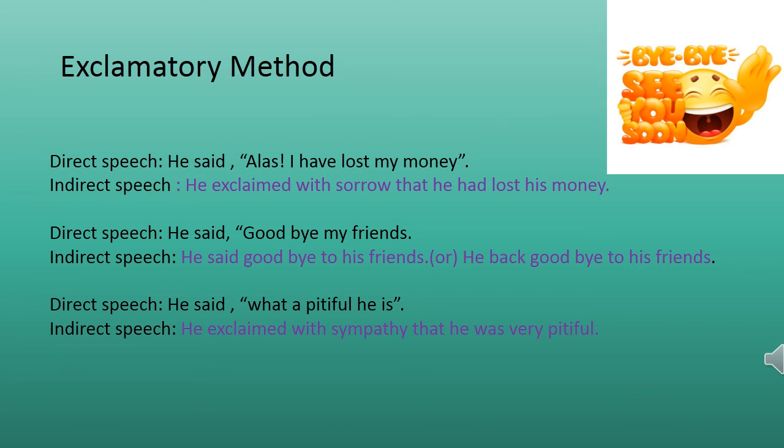Direct speech: he said, "Alas, I have lost my money." Indirect speech: he exclaimed with sorrow that he had lost his money. Direct speech: he said, "Goodbye, my friends." Indirect speech: he said goodbye to his friends. Direct speech: he said, "What a pitiful man he is." Indirect speech: he exclaimed with sympathy that he was very pitiful.